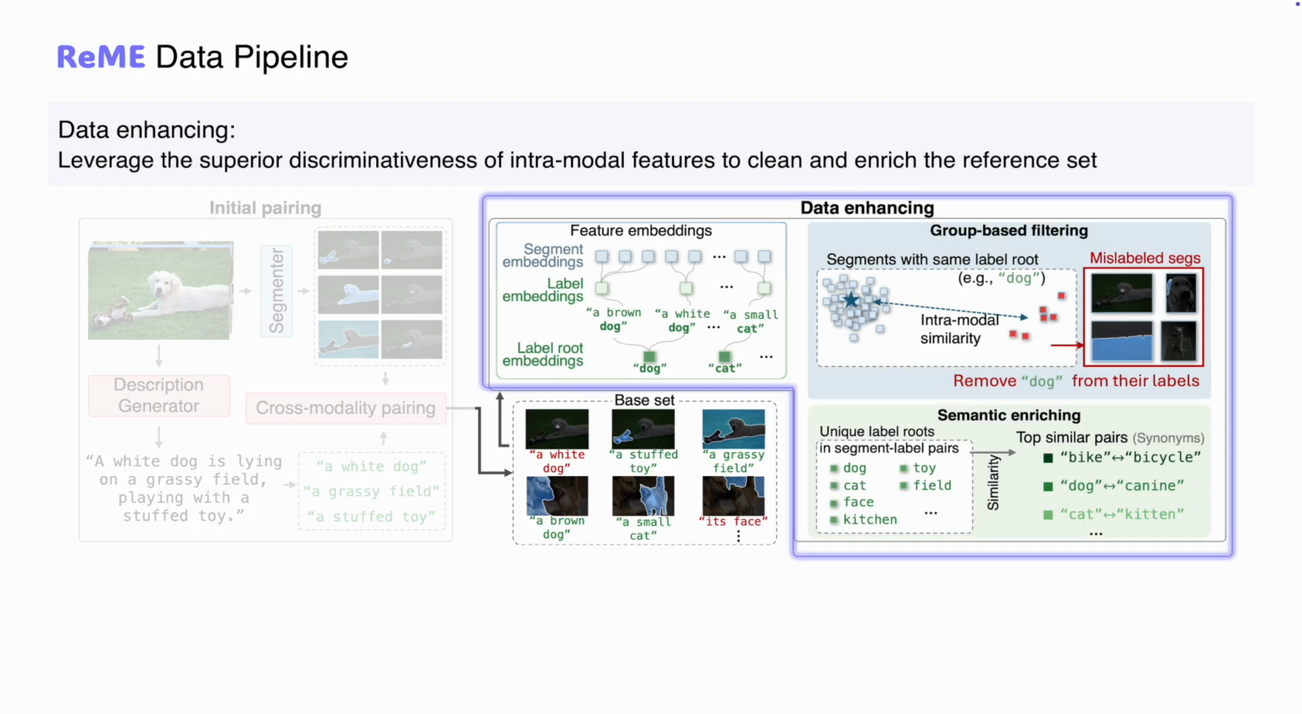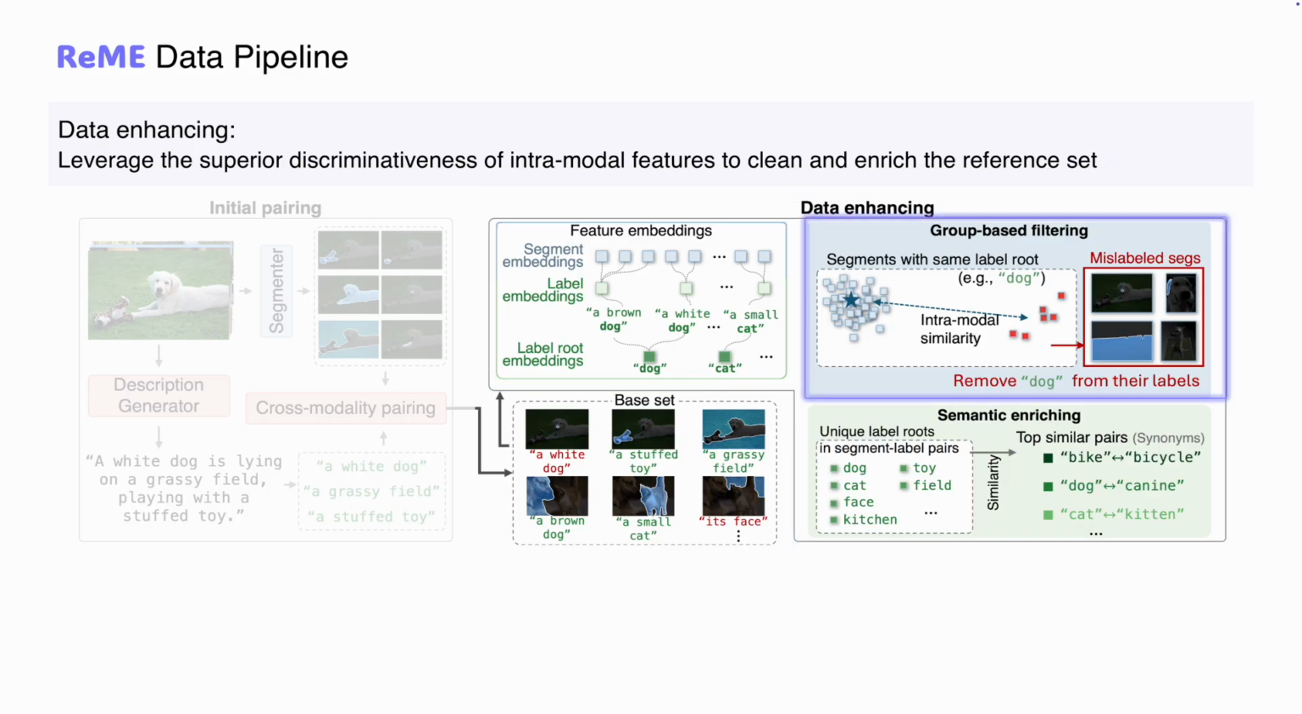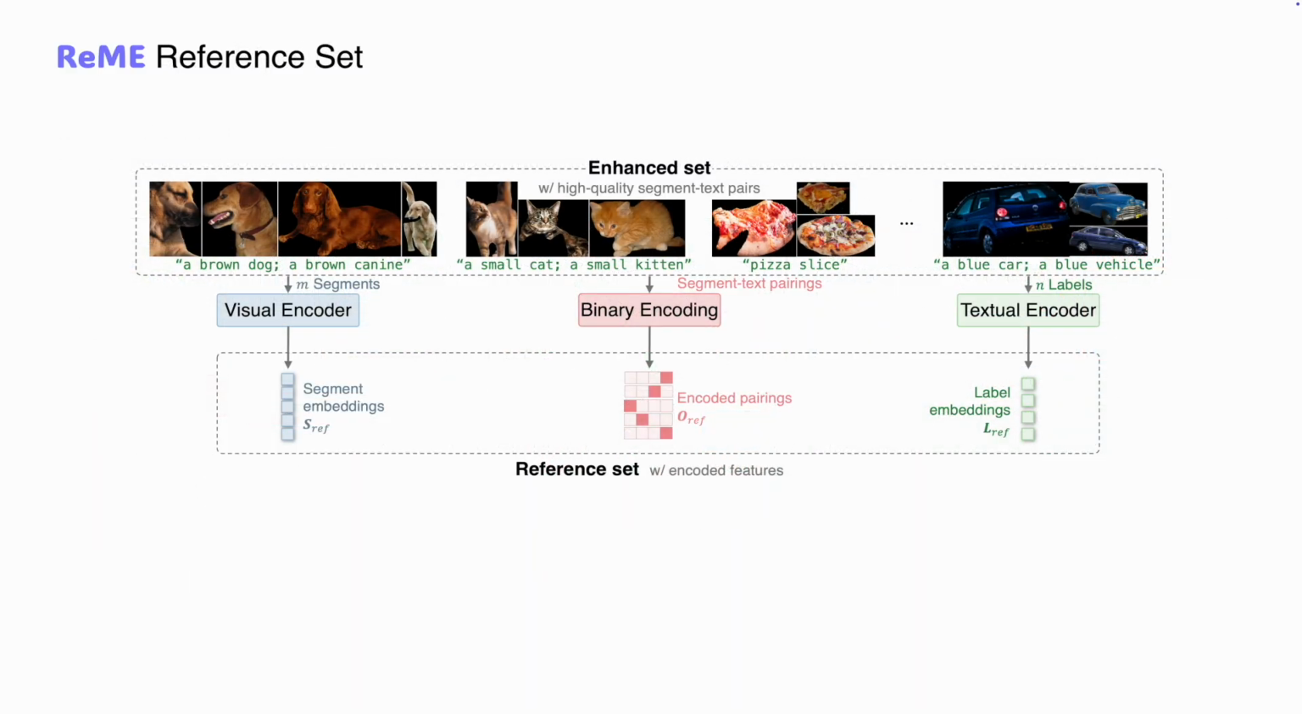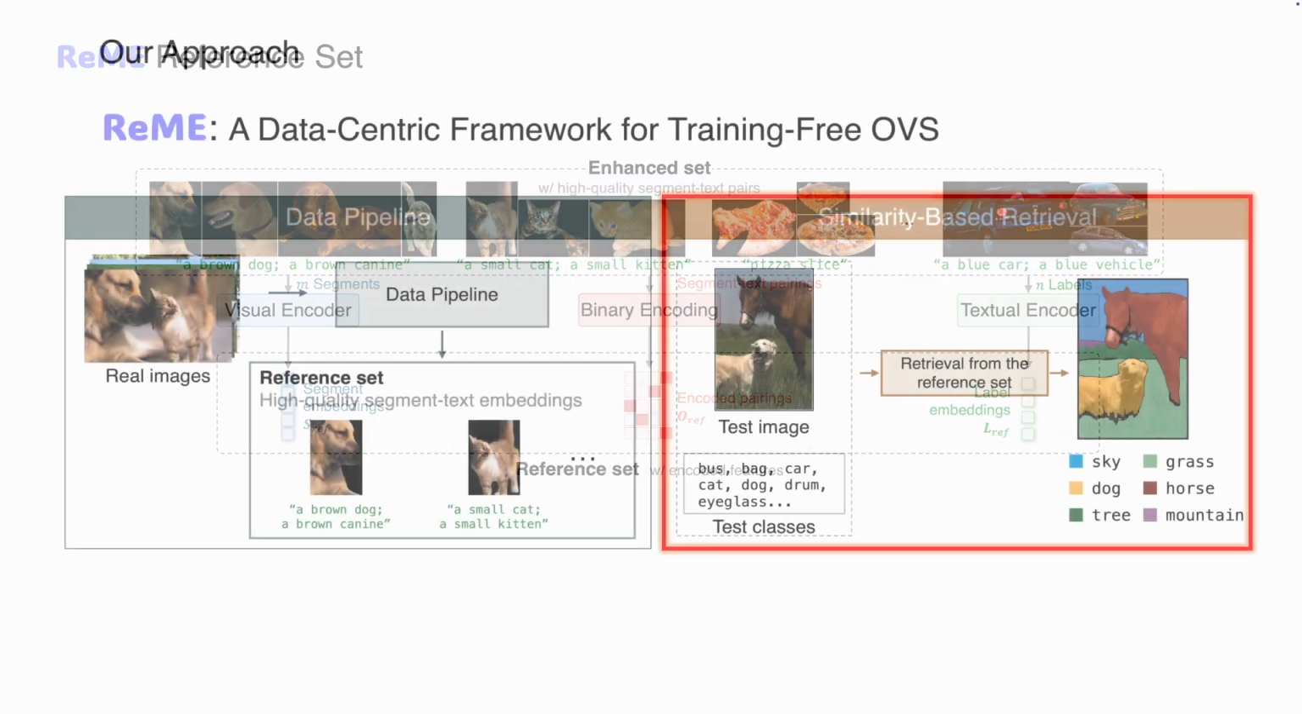The data-enhancing phase is designed to address the inherent quality issues in the base set. In the first module of group-based filtering, we leverage the aggregation effect to group segments labeled with the same semantics and perform outlier filtering according to similarities between segment features in the same visual modality. After mitigating segment text misalignments, we utilize the global semantic richness within our base set to identify semantically similar concepts and enrich the textual modality of our reference set. Our data pipeline produces an enhanced set with high-quality segment text pairs. By encoding image segments, textual labels, and their pairings, we construct the reference set for OVS.